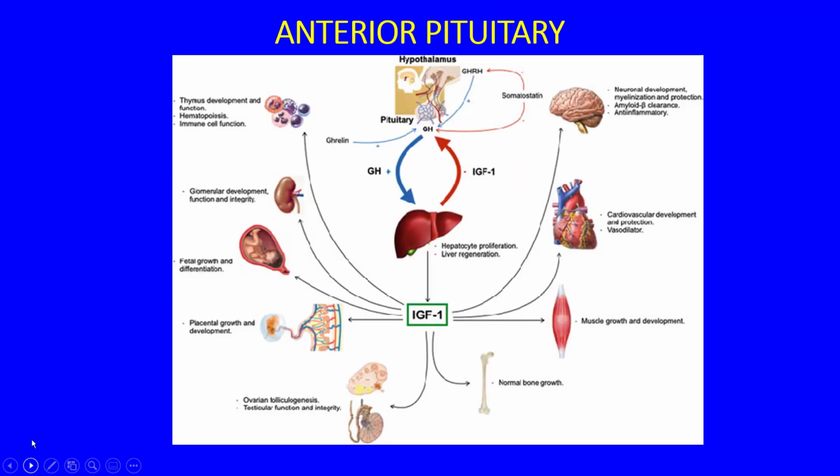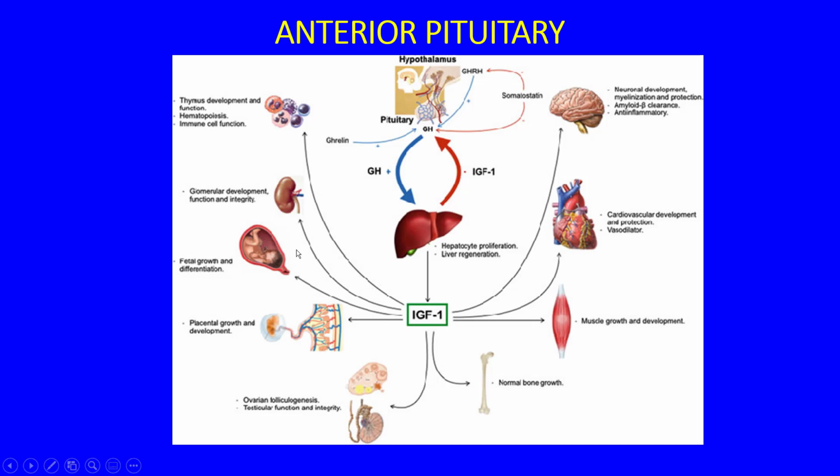And as you can see here, we have the release of IGF from the liver, and muscle and cardiac development. It's also going to act as a vasodilator. We're going to work on all sorts of factors in the brain, being both anti-inflammatory, enhancing neural development, myelination, and protection of the brain. We're going to see also normal bone growth, as well as reproductive organs that are going to basically go through maturation, the testes as well as the ovaries. It is also going to play a role in placental growth and development, as well as fetal growth and differentiation.